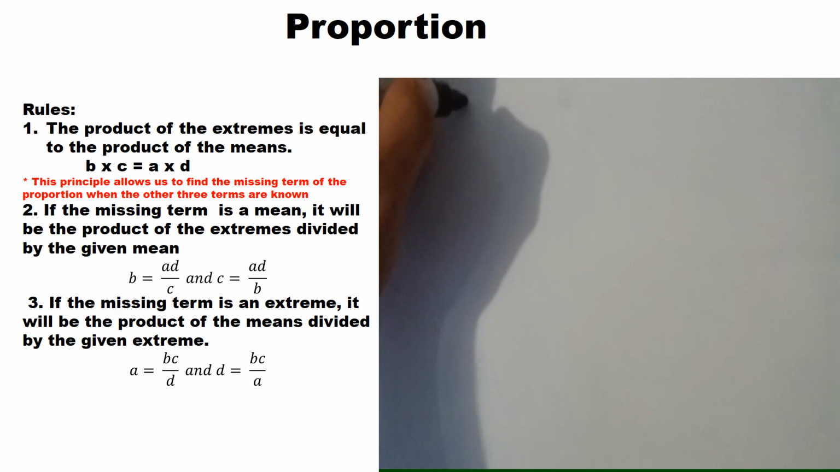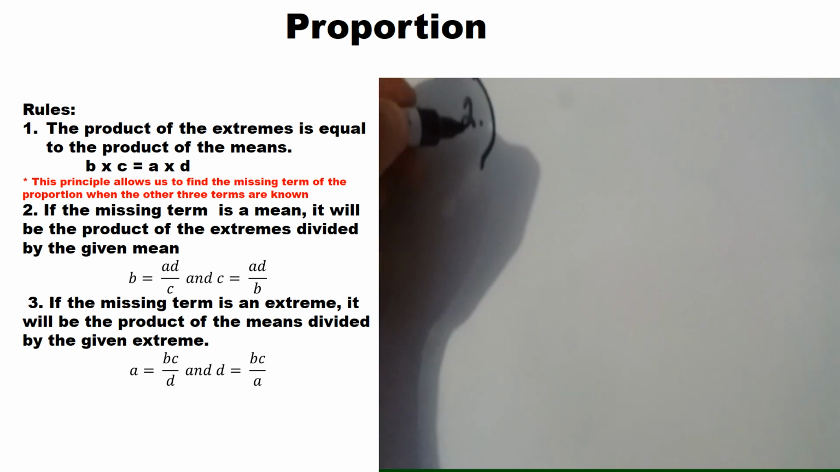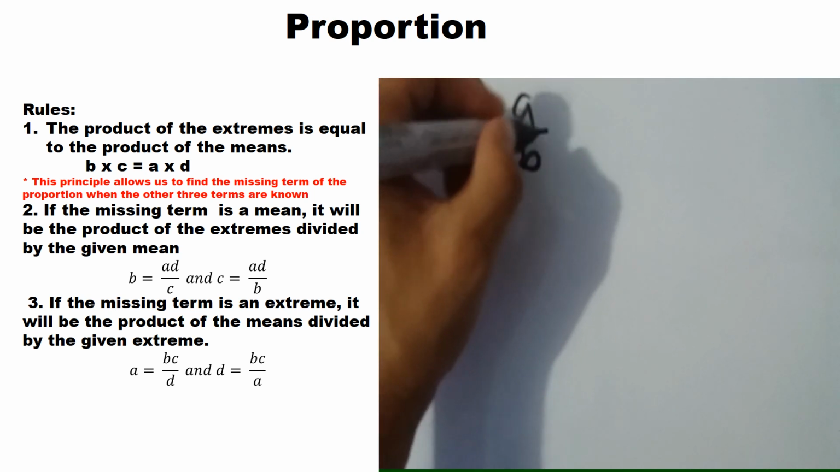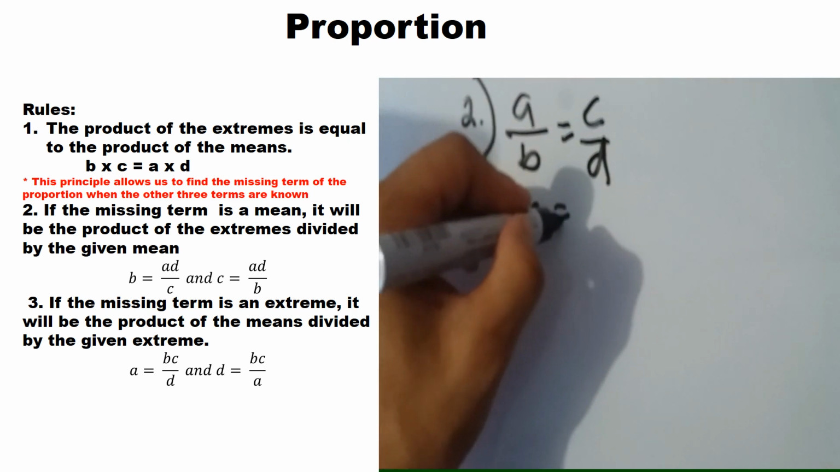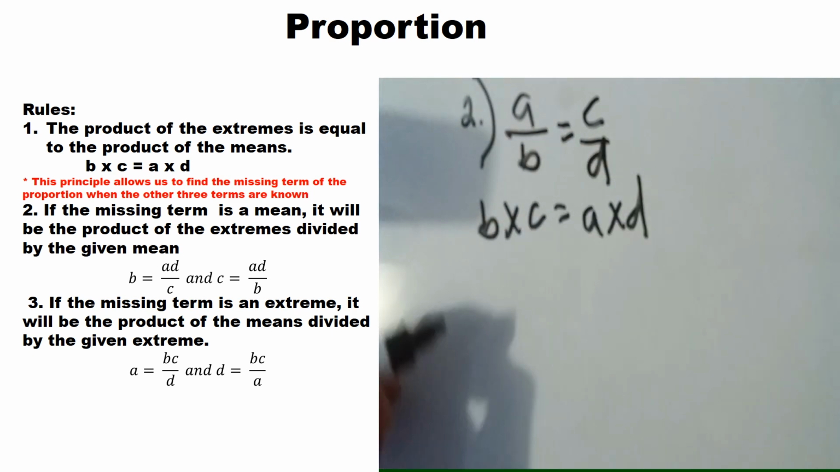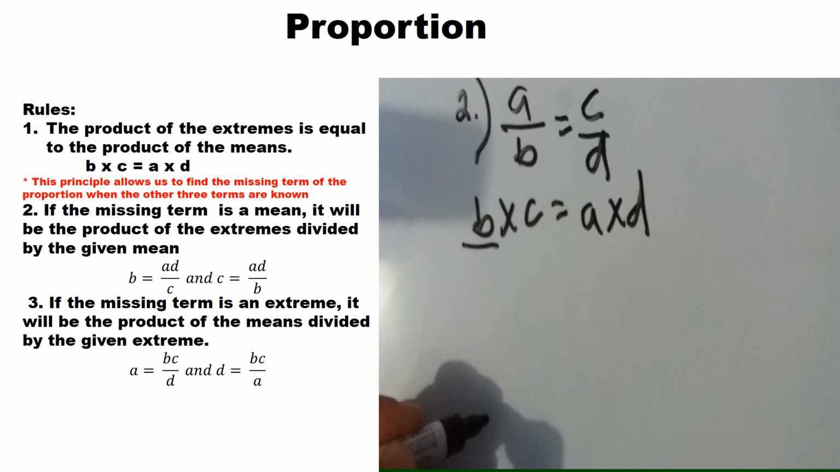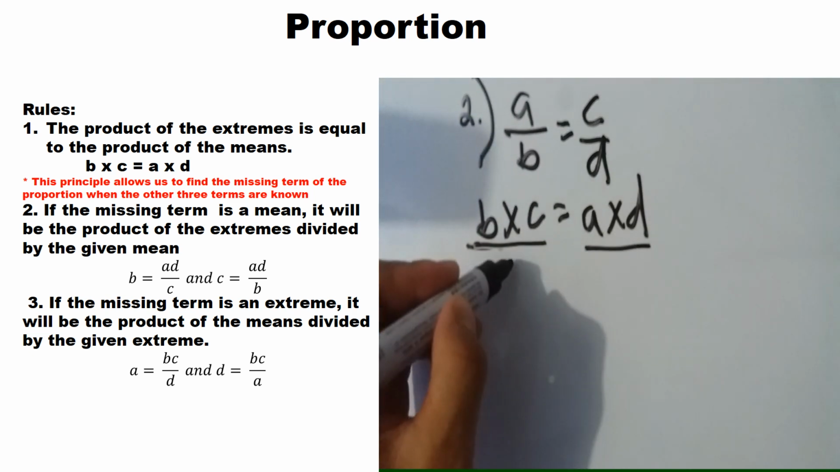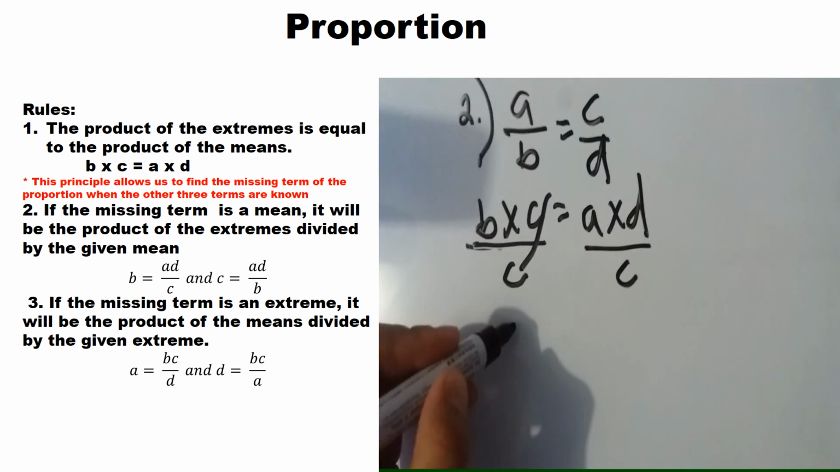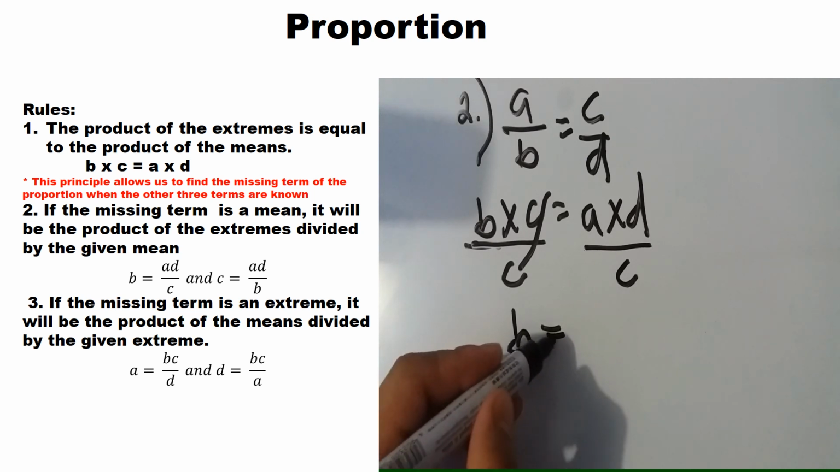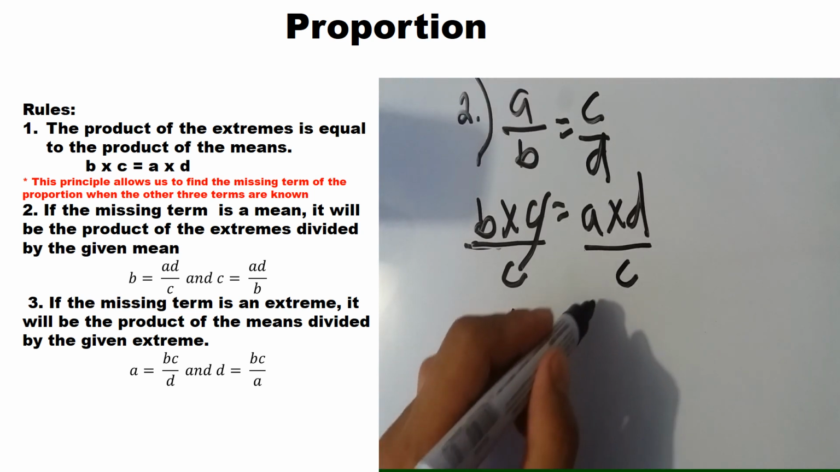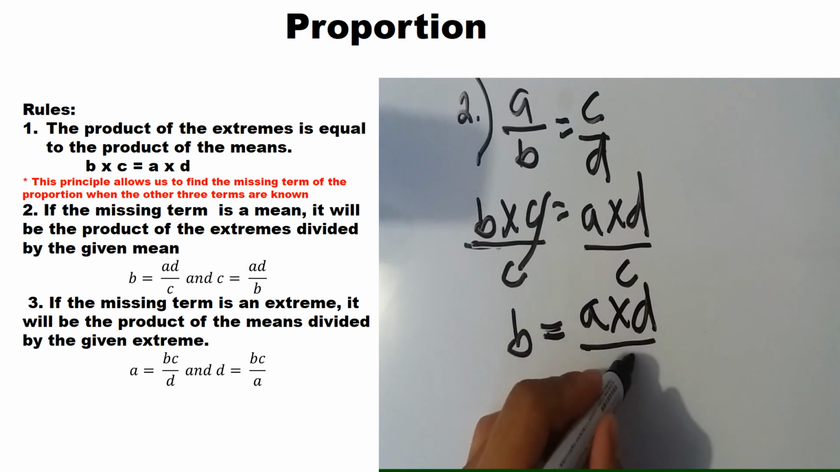Second rule for proportion: if the missing term is a mean, it is found by the product of the extremes divided by the given mean. So for example, you have A over B equals C over D. Again, your means are B times C, and your extremes are A times D. So what if the missing term is letter B? You will divide both sides by letter C to come up with a solution where the missing mean is now identified. So it will become B equals A times D over C.